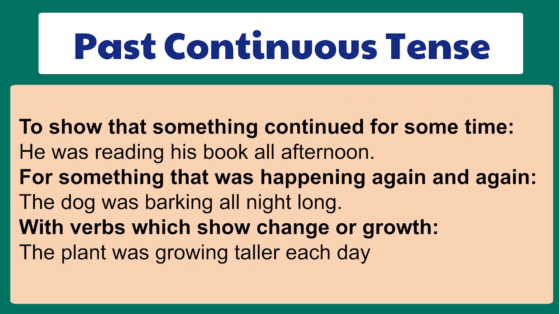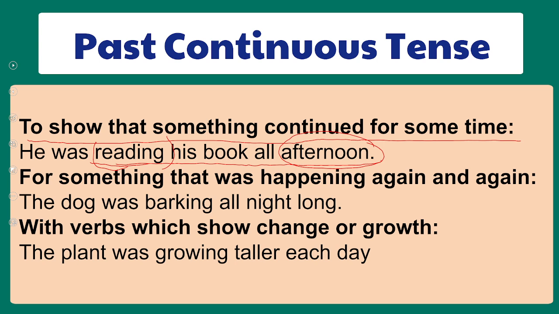So let's go further. What is the past continuous tense used for? To show that something continued for some time, like he was reading his book all afternoon. So he was reading the book in the afternoon, that's why the action is of the past, but the action was ongoing in the past. That's why we use past continuous tense to present such an action.